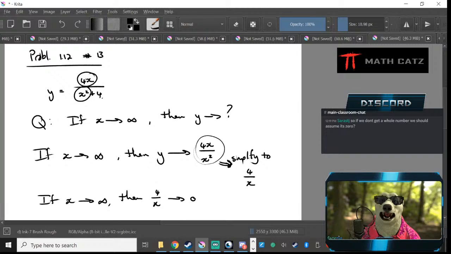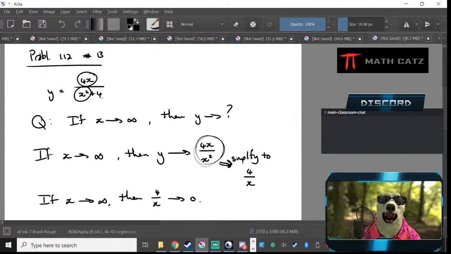I am looking at this as a rational function, which then tells me long term, it's behaving like the ratio of the leading terms, which I then have in a circle here. I then see, well, can I simplify this a little bit to make it easier for myself? Yes, it simplifies to 4 over x. Now I ask myself, how does 4 over x behave when x is huge?